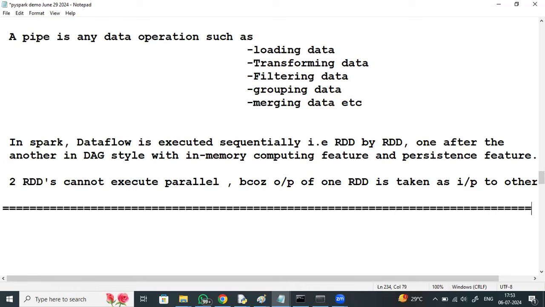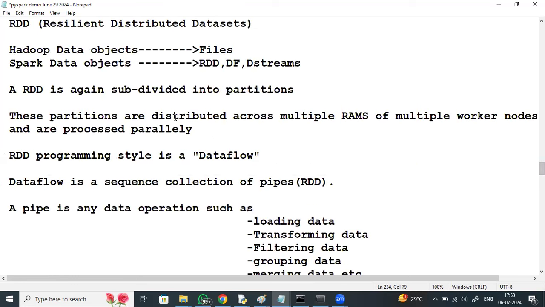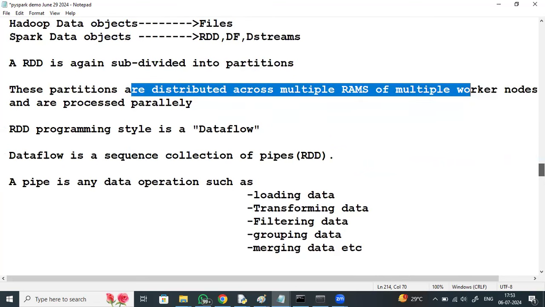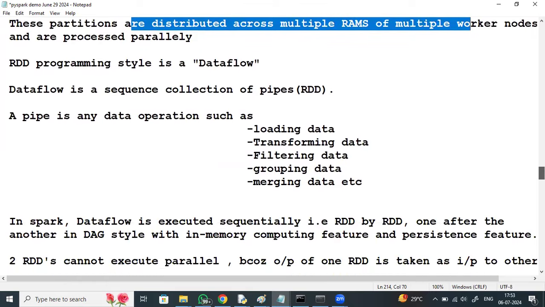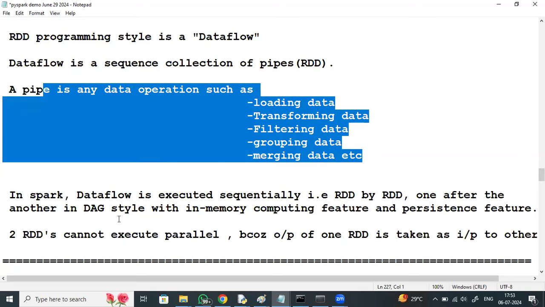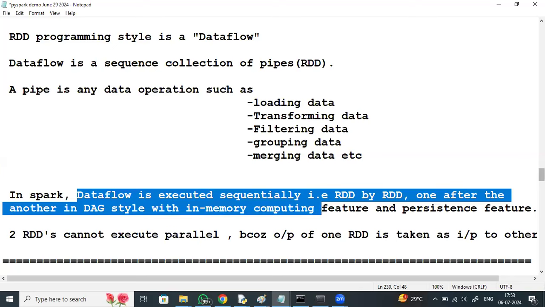Understood? Spark data objects are called RDDs. RDDs are subdivided into partitions. These partitions are distributed across multiple RAMs of multiple worker nodes and are processed parallelly. The programming style is data flow. Data flow means sequence collection of pipes. A pipe is any data operation. In Spark, data flow is executed sequentially, right?